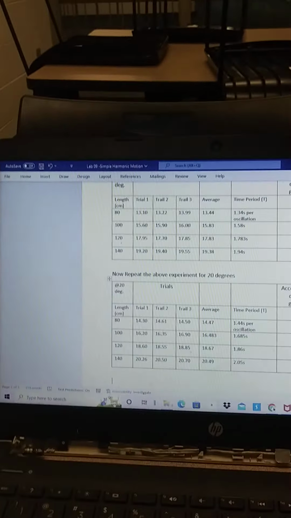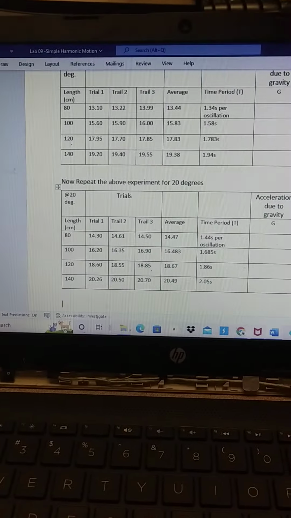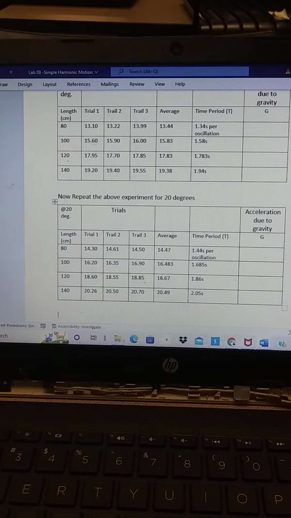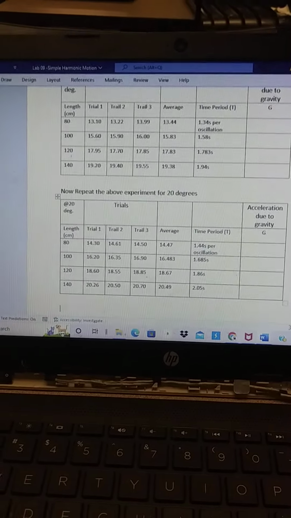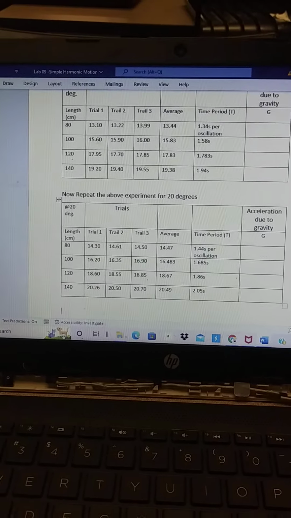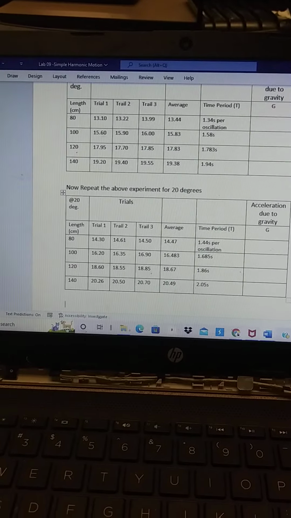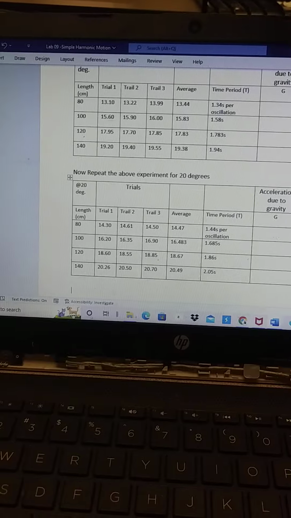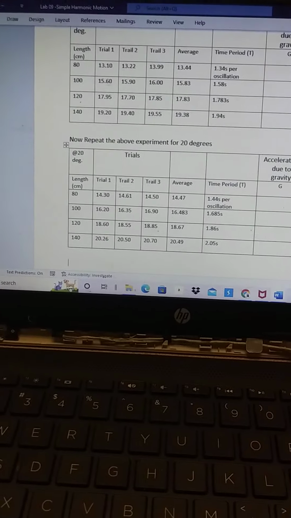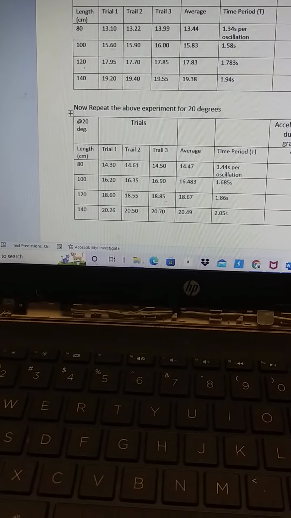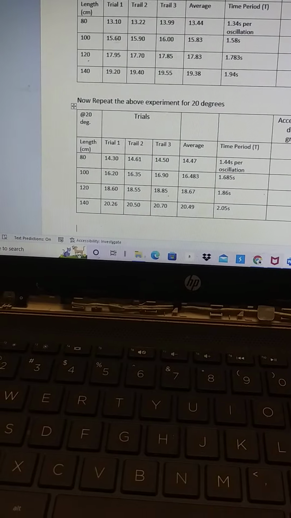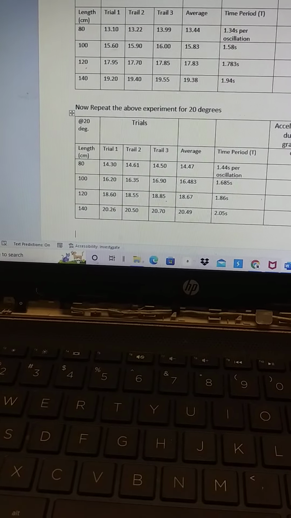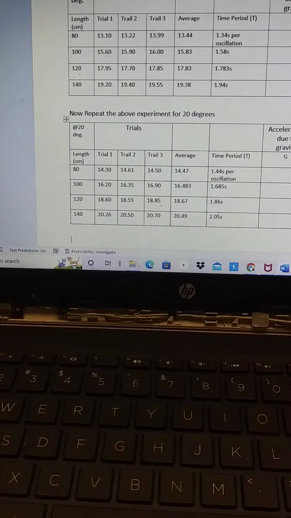Now, these are the values that I got for each length. For 10 degrees, 80 centimeters is around 13 seconds, 100 is around 15, 120 is around 17, and 140 is around 19. For 20 degrees, 80 is around 14, 100 is around 16, 120 is around 18, and 140 centimeters is around 20.6.